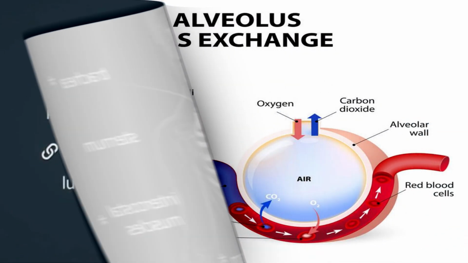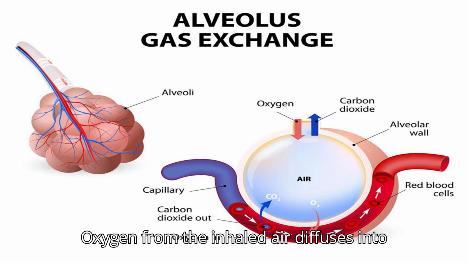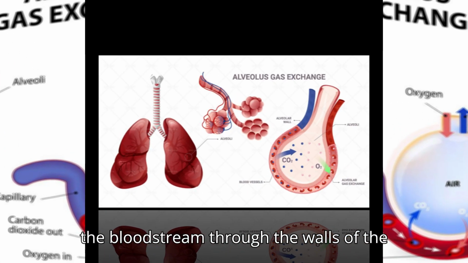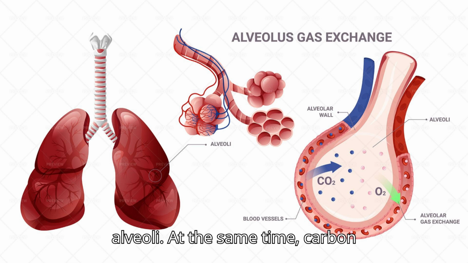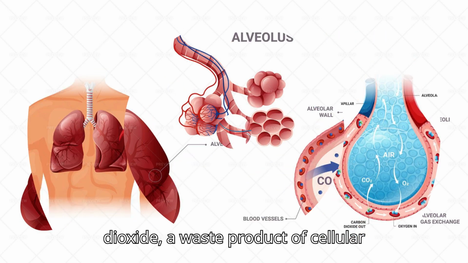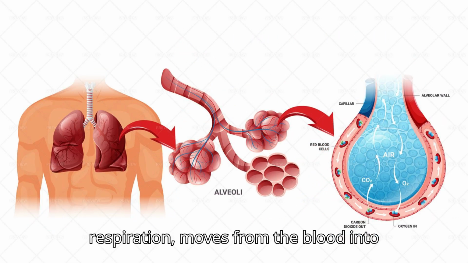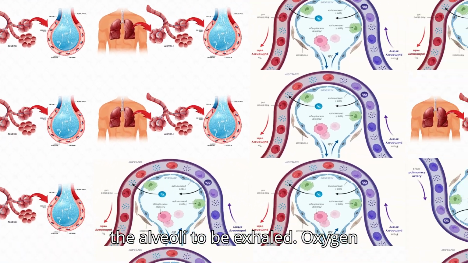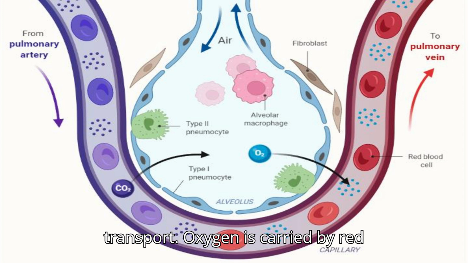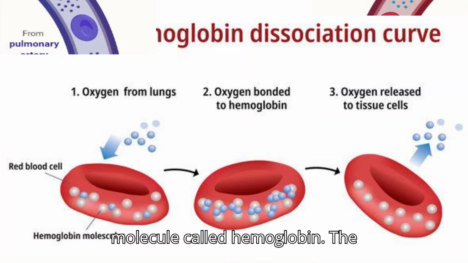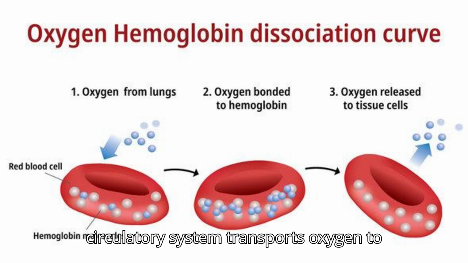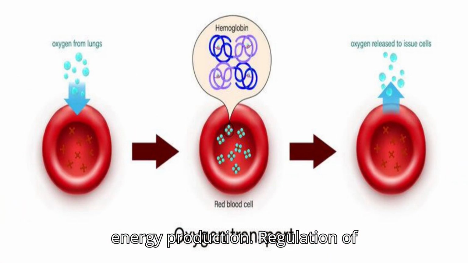Gas exchange. Oxygen from the inhaled air diffuses into the bloodstream through the walls of the alveoli. At the same time, carbon dioxide, a waste product of cellular respiration, moves from the blood into the alveoli to be exhaled. Oxygen transport. Oxygen is carried by red blood cells in the blood, bound to a molecule called hemoglobin. The circulatory system transports oxygen to all body cells, where it is used for energy production.